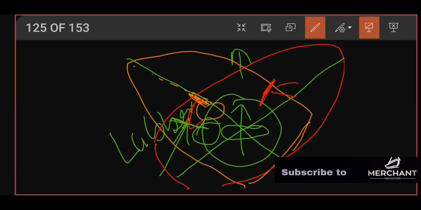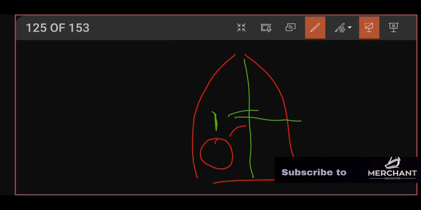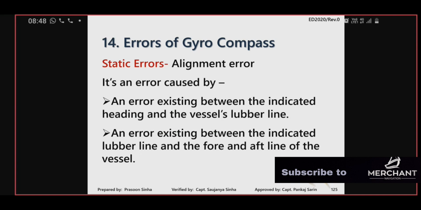As far as practicable, the gyro compass should be installed on the forward aft line. But if not, the lubber line should be parallel to the forward aft line of the ship. Why? Because if we have the ship like this and the compass is here, and the forward aft line is here, no problem. The lubber line can be here like this, but parallel to the forward aft line. Is that okay? Yes, sir. Okay. So static error is caused by an error existing between the indicated heading and the vessel's lubber line.